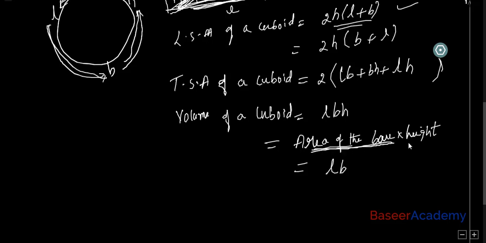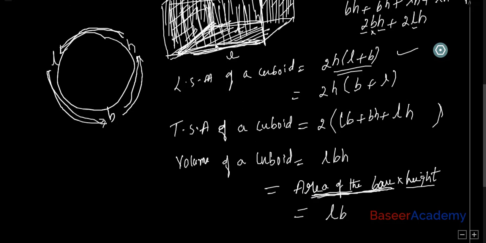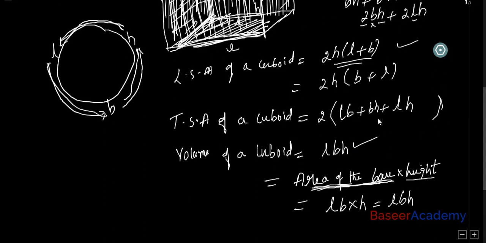Volume is usually area of the base into height, right? The base is in the form of a rectangle if we consider a cuboid. Area of a rectangle is L into B, LB into height. We represent it as h, so it becomes LBH. So that's how you get the volume of a cuboid. Volume of a cuboid is LBH.